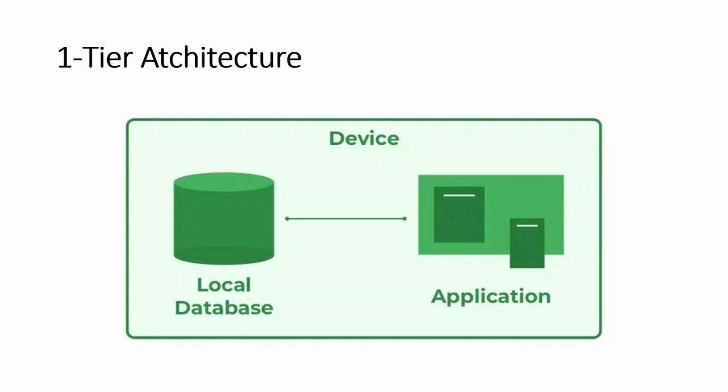In one tier architecture, the user works directly with the database on the same system. This means the client, server and database are all located on one machine. The user can open the application, interact with the data and perform tasks without needing a separate server or network connection. This is the diagram of one tier architecture.